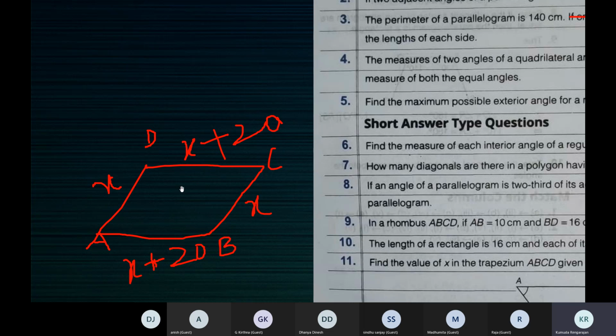When you solve for X, you will get X is equal to 25. You should solve it. X will be 25, so X plus 20 will be 45. That means AB is equal to CD is equal to 45 centimeters, and BC is equal to AD is equal to 25 centimeters.